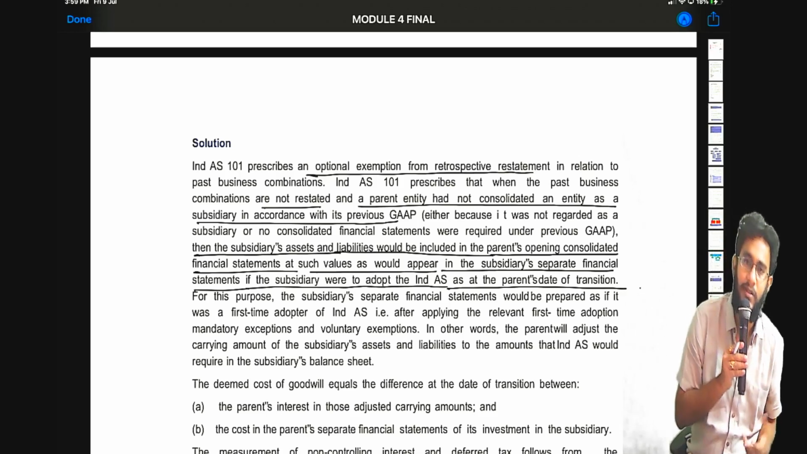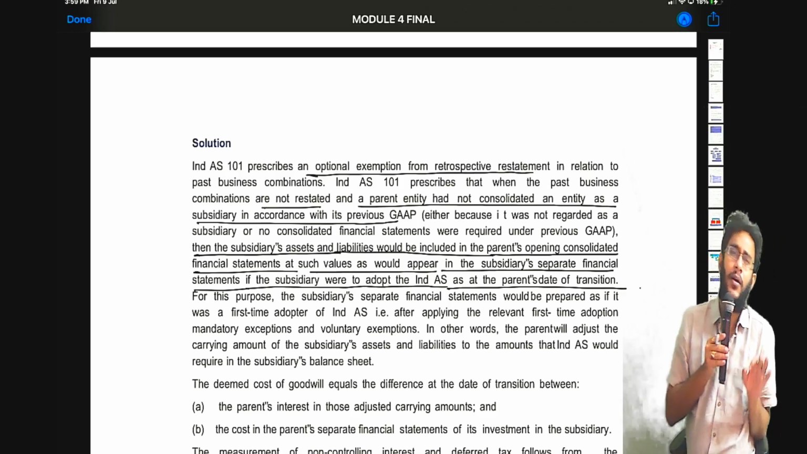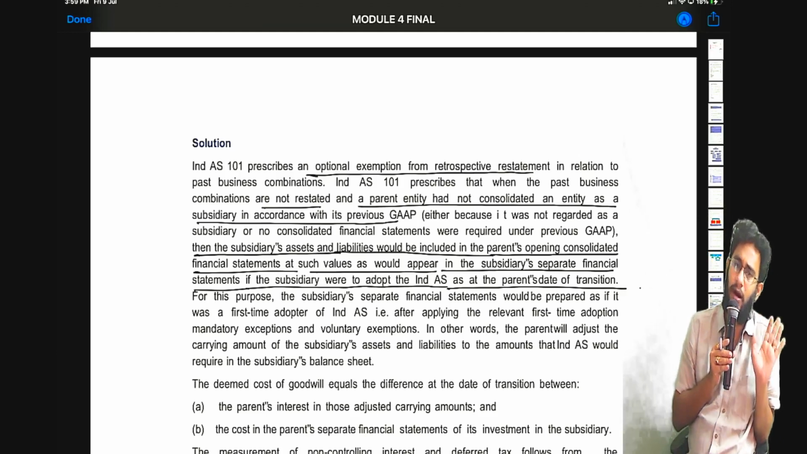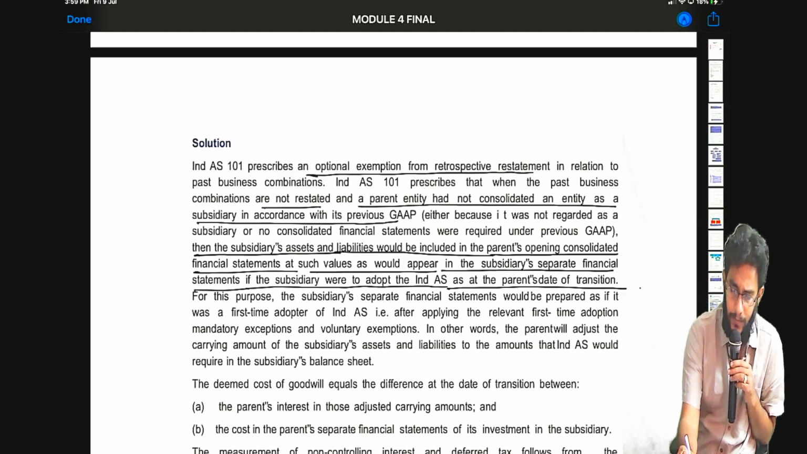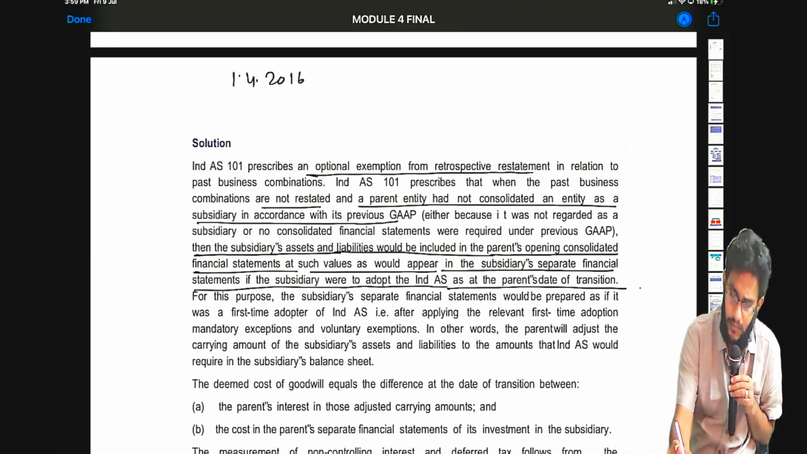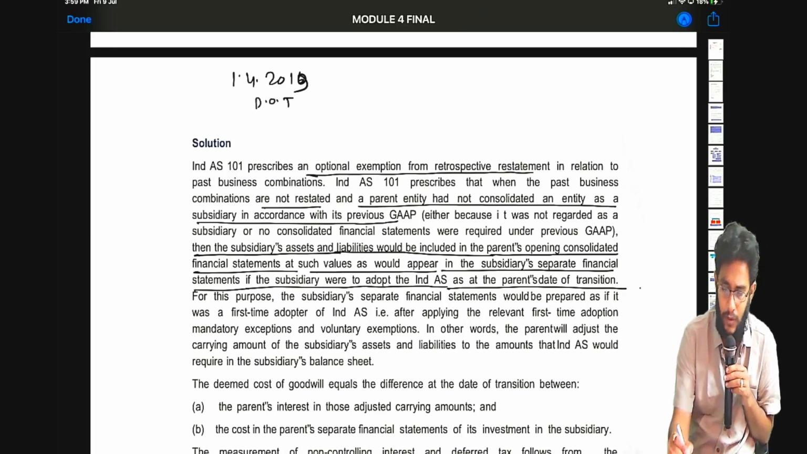Sir, what is that big sentence, sir? Nothing, sir. Whatever happened in the past, forget about that. Now today, let's say 1/4/2019. This is your date of transition. Okay.